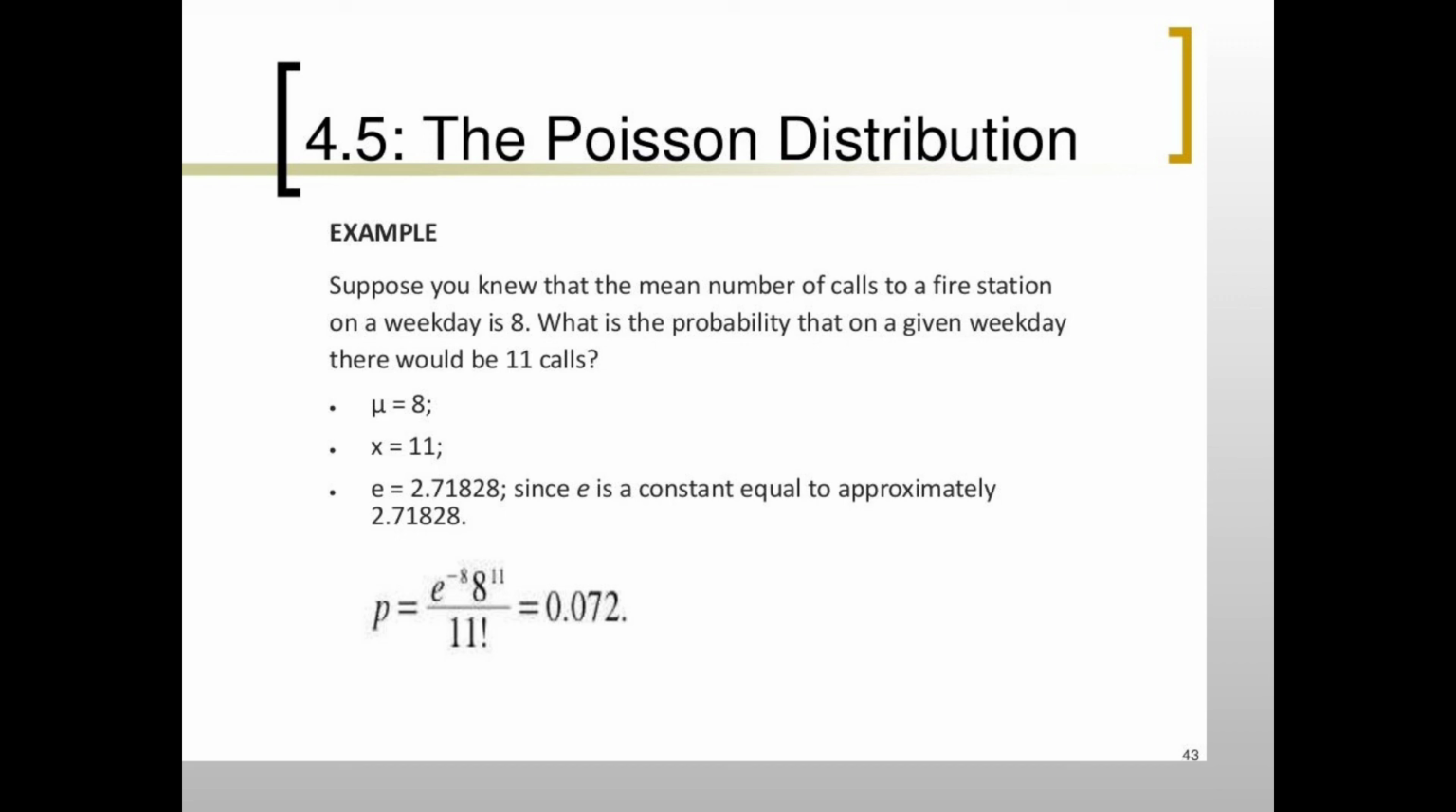For example, suppose you know that the mean number of calls to a fire station on a weekday is 8. So what is the probability that on a given weekday there would be 11 calls? Here mu is given as 8 and x is 11. When we know the e value, P is equal to e raised to the power minus 8 and 8 to the power 11 by 11 factorial, which gives the value of 0.072.